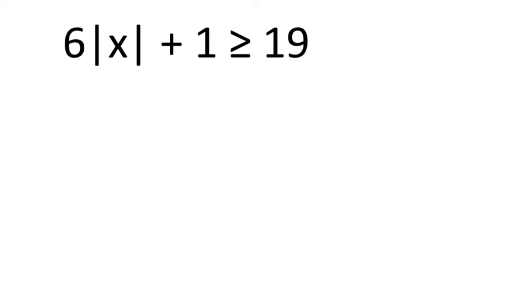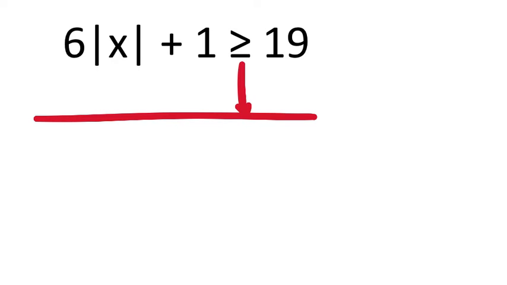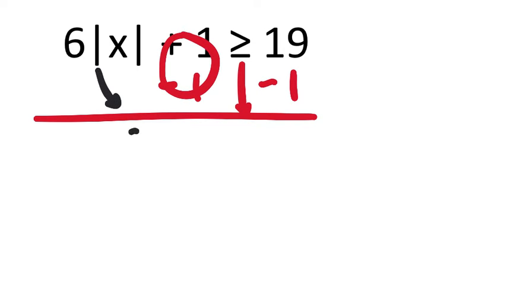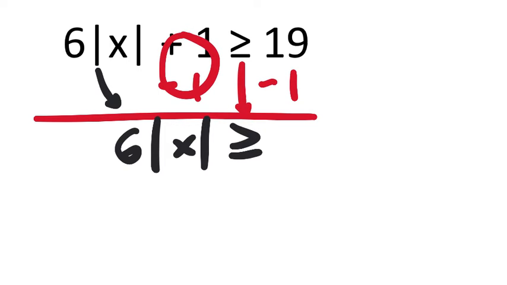I don't care about that because I'm just solving this. So let's solve it. Okay. Well, we want to isolate that absolute value, right? So I'm going to get rid of that plus 1, so minus 1 from both sides. That zeroes that out, and I can drop my 6 times the absolute value of x, which is now greater than or equal to 19 minus 1, which is 18.